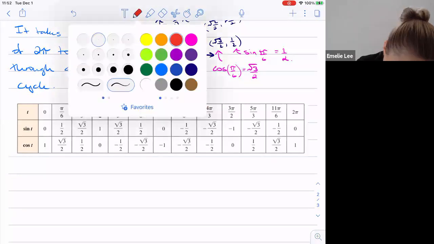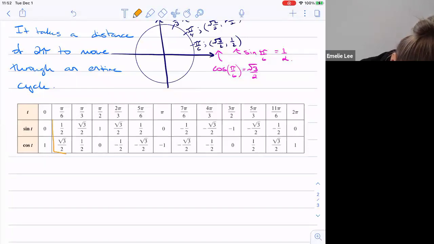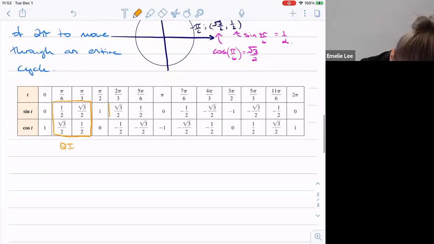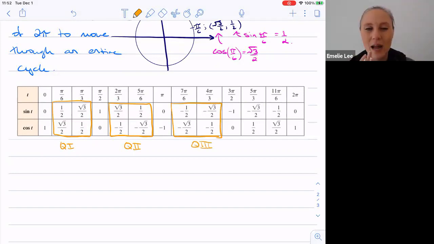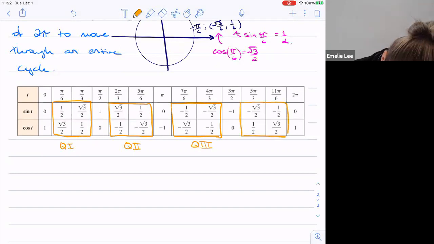So here, let's just highlight that. This here is quadrant 1. This here is quadrant 2. Quadrant 3, and we can just check in quadrant 3, I know both my x's and y's must be negative. And look at that, all those values are negative, right? So we're just going through the unit circle, and then we would just go through it again. And here's quadrant 4.